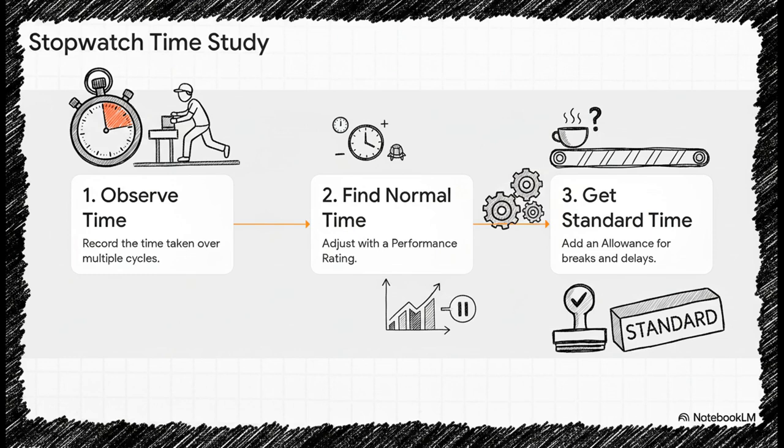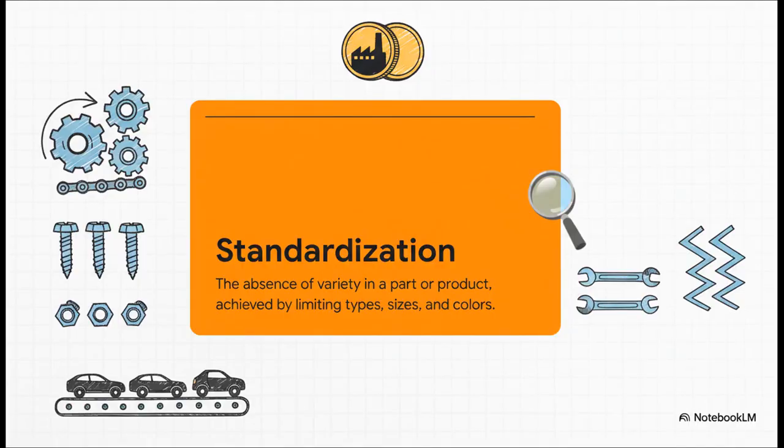So, how do you find this magic number? Well, the classic way is with a stopwatch time study. You literally observe an employee and time them doing the task. That gives you your observed time. But hey, what if they were working super fast that day, or maybe a bit slow? You adjust for that with a performance rating, which gives you the normal time. And finally, you add an allowance for things you can't avoid, like breaks or small delays, to get that final, official standard time.